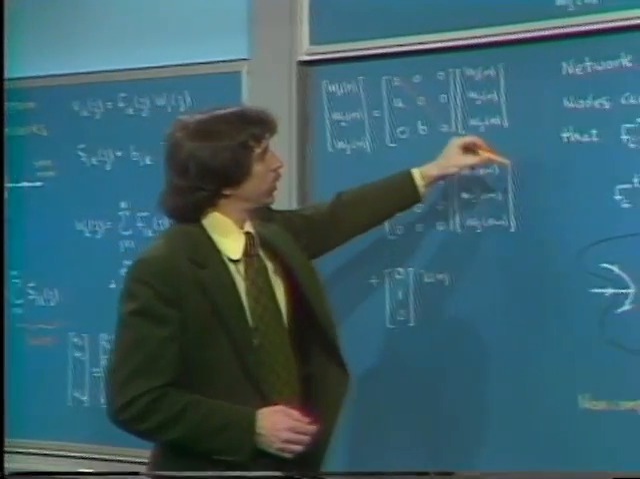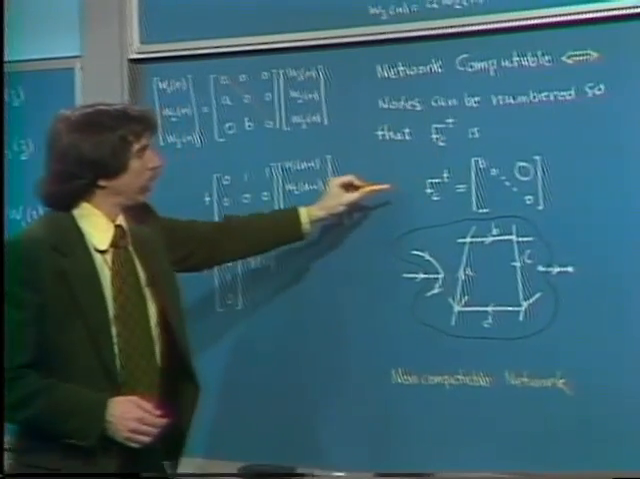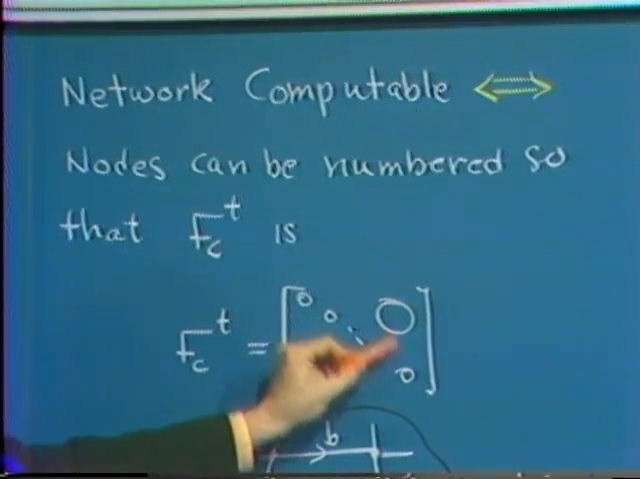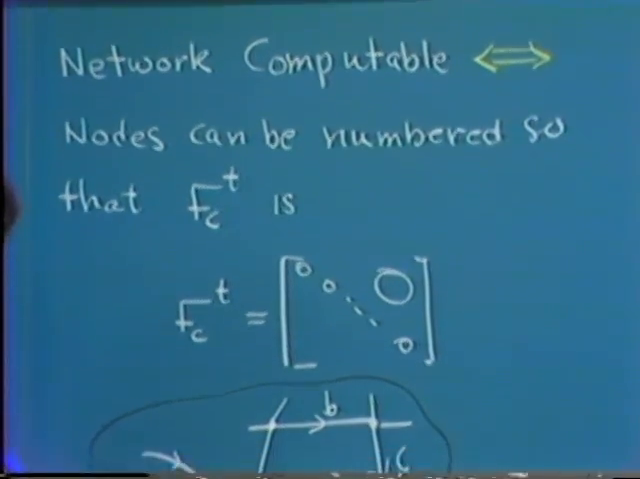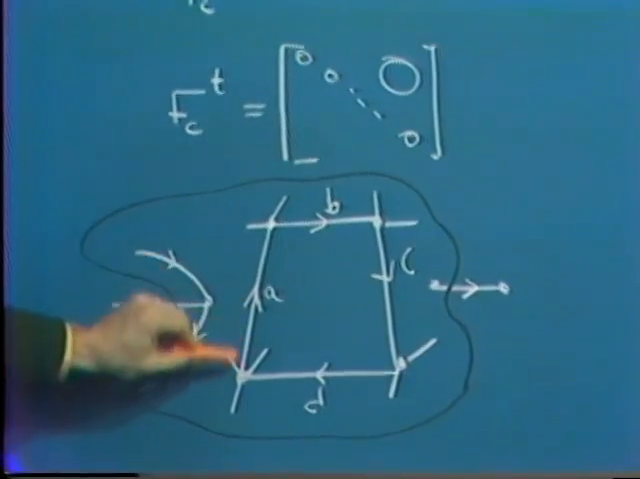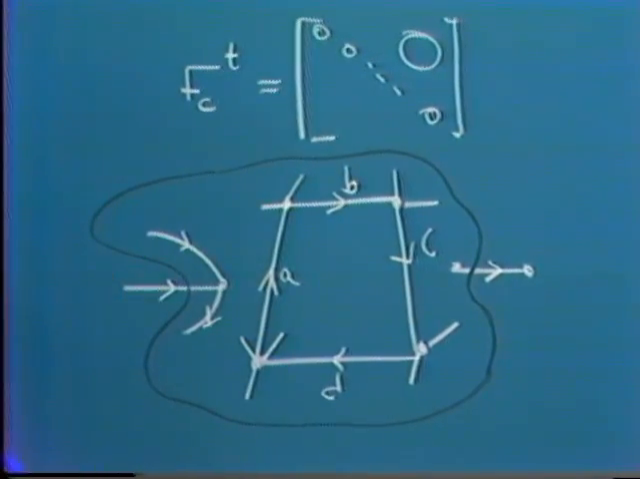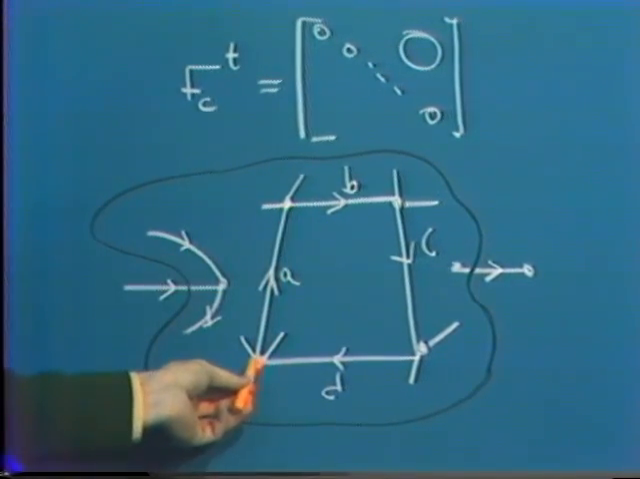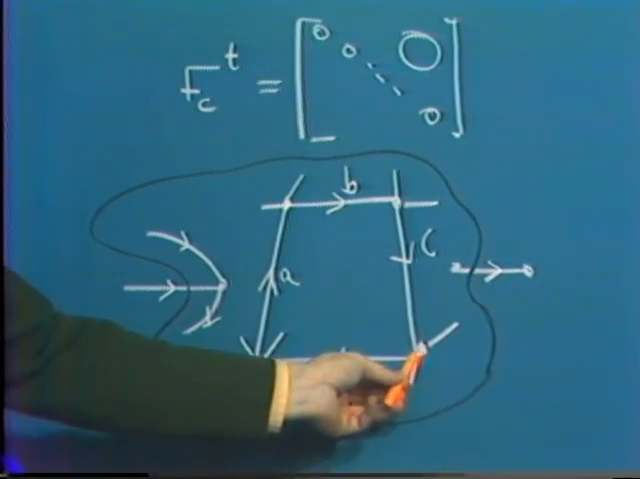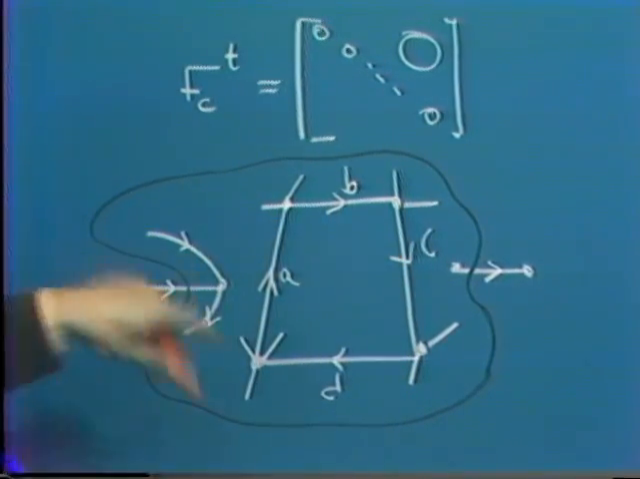Computability, as I've just said, is the statement that the nodes can be numbered in such a way that it's 0 above or on the main diagonal. As you'll see as you work some problems in the study guide, a non-computable network, in essence what happens is that we have a set of nodes in the network, all of which are connected together by non-delay branches. And so you can see that what happens is to compute this one, I need that one. But to compute that one, I need this one. But to compute this one, I need this. But to compute that, I need that. There's no way to get out of that loop.